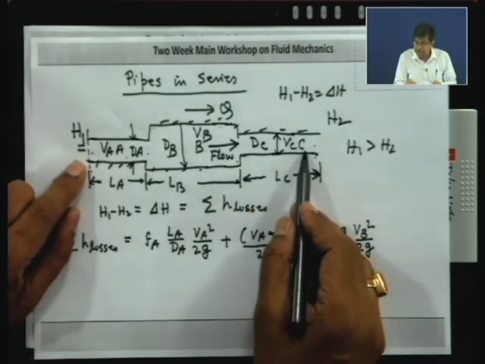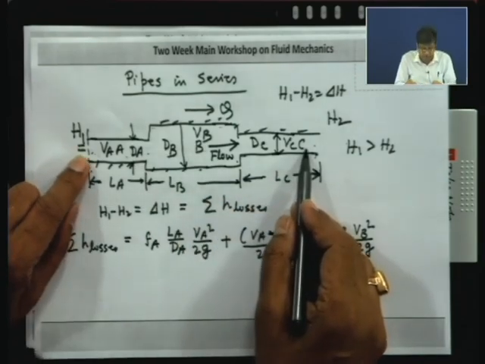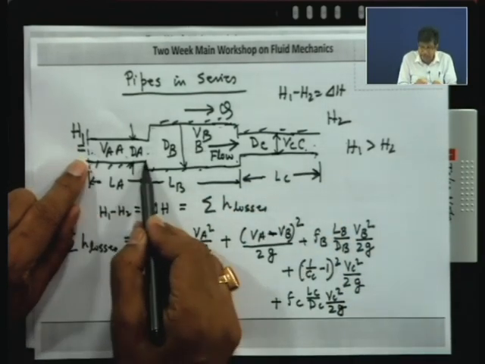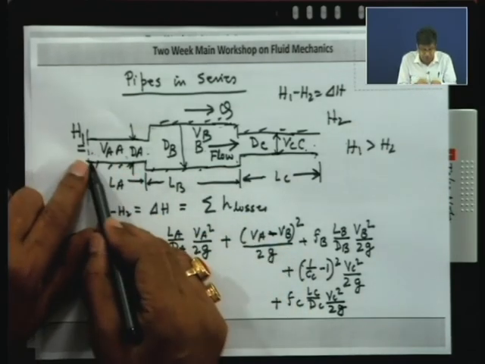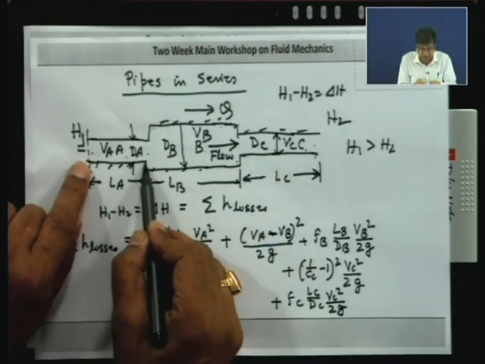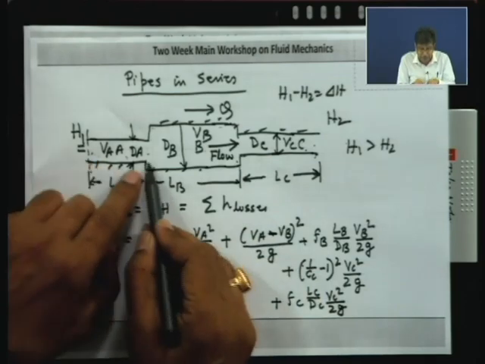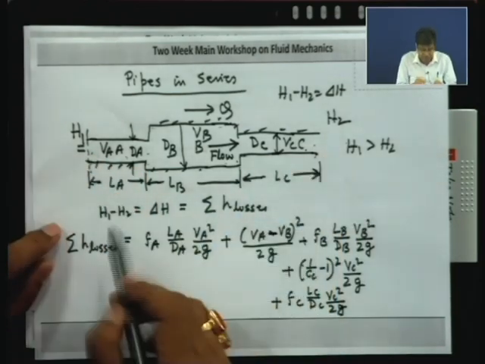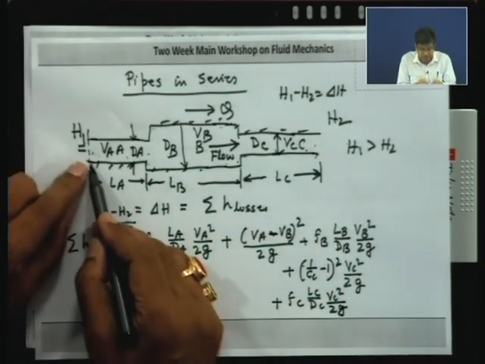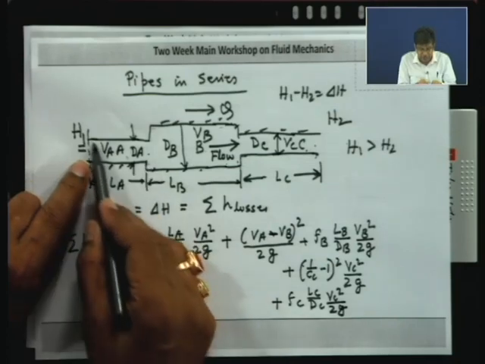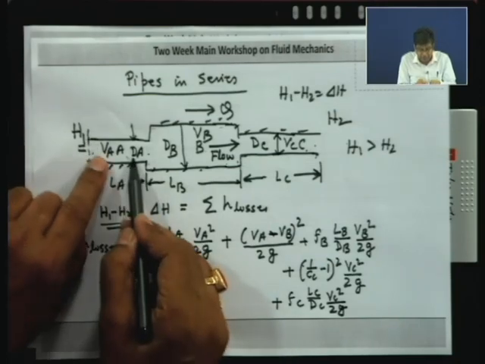Flow rate was the same, but each pipe has a different loss. That means the loss in energy in each pipe is different, and the sum of these three is the total loss, that is delta H. We can calculate the loss in energy only in this pipe, then you have to take H1 minus the losses here.